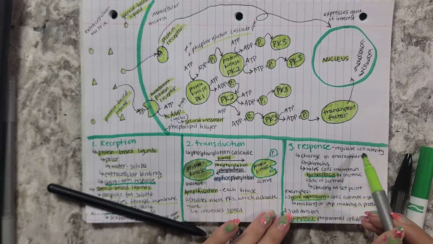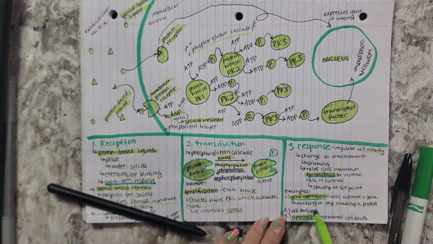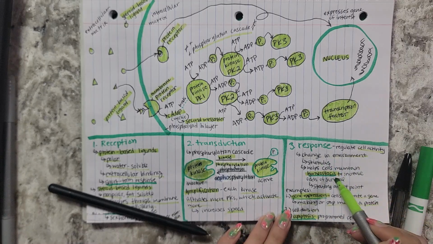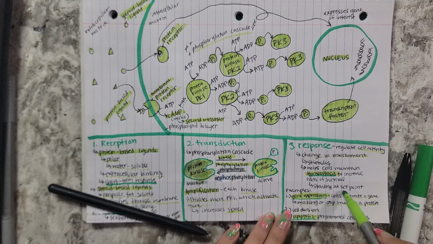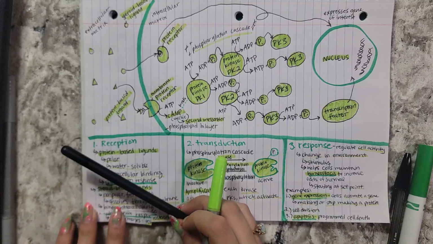So our response is regulating cell activity. This could be gene expression, making a protein, but it can also be something like cell division or apoptosis. It's a reaction to a change in environment, some sort of stimulus that helps maintain homeostasis, staying at the set point. All right.